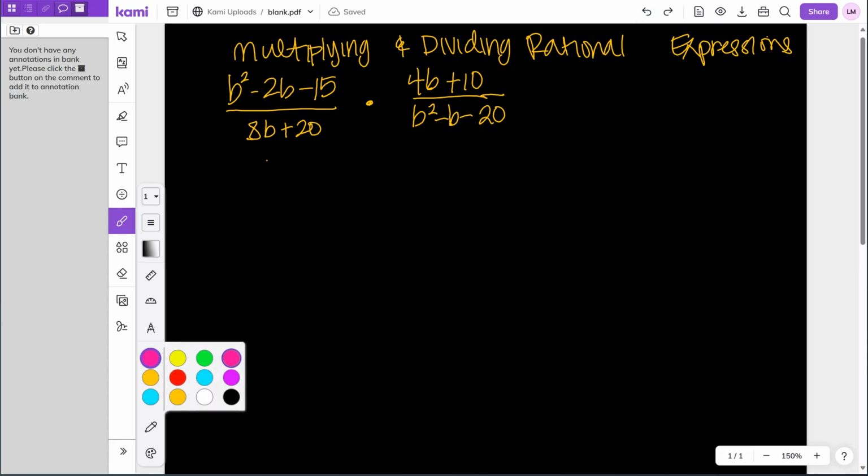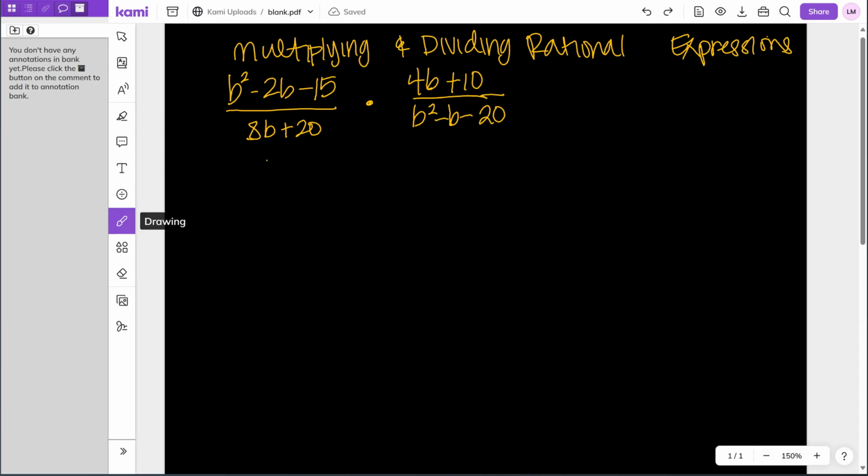All right, so on the top, I see b squared minus 2b minus 15. I factor that. I want numbers that multiply to be negative 15 and add to be negative 2. That would be negative 5, positive 3. Because the coefficient of b squared is 1, I can just straight use those factors. I do not have to do AC method or guess and check method.